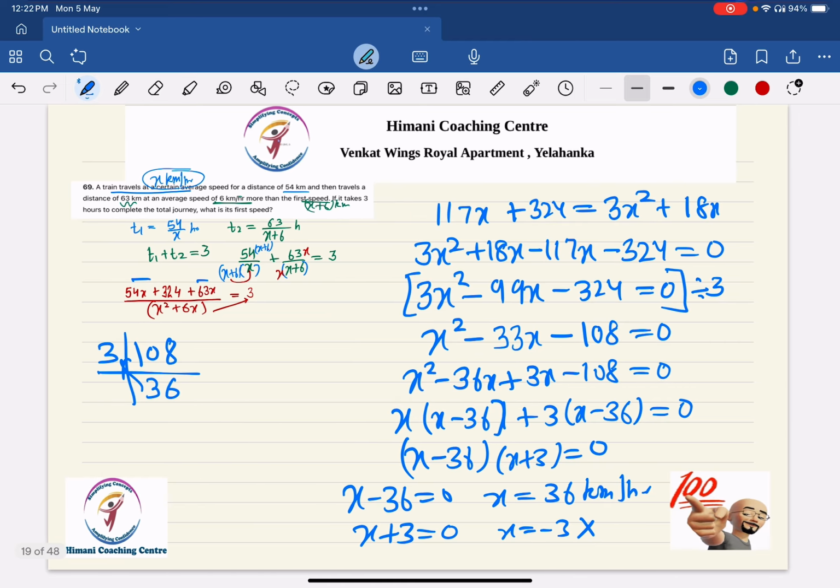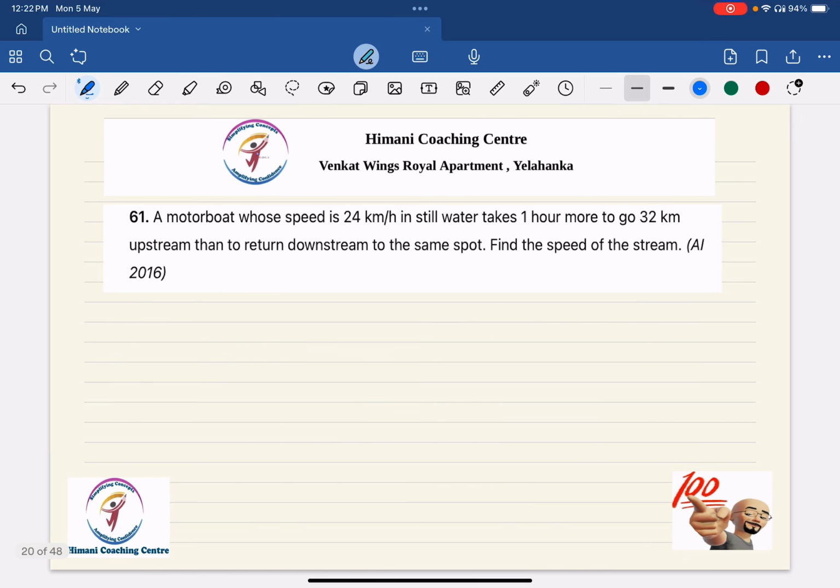Now let us move to the last question for this video. Here we are given a motorboat question. Again, this question also comes a lot in the boards. So it is a motorboat whose speed is 24 kilometer per hour in still water, takes 1 hour more to go 32 kilometer upstream than to return downstream to the same spot. Find the speed of the stream.